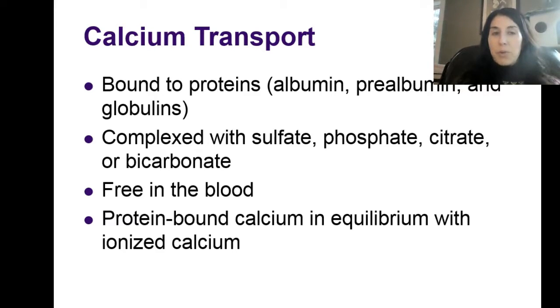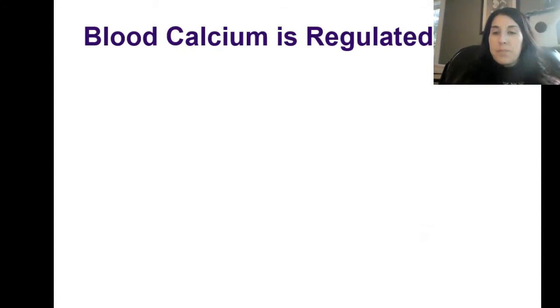How is calcium transported? Well, it's bound to proteins: albumin, prealbumin, and globulins. There is a complex that occurs with sulfate, phosphate, citrate, or bicarbonate. It's also found free in the blood. We do measure a serum calcium. Often in people who have metastatic bone cancer, a cancer that has spread to the bone, for instance men with prostate cancer, it tends to metastasize to a secondary location in the bone. They'll have hypercalcemia because the tumor is actually destroying the bone and their calcium levels will go up. Protein-bound calcium is usually in equilibrium with ionized calcium.